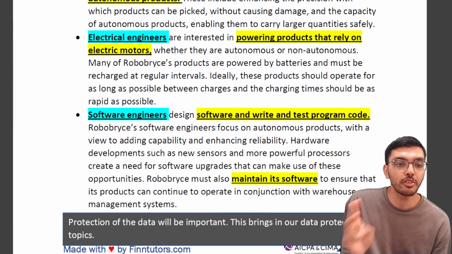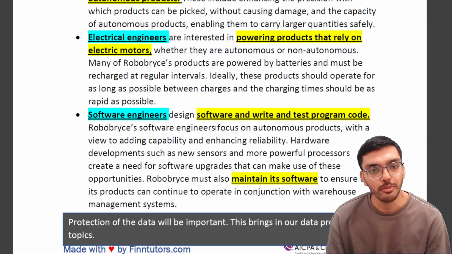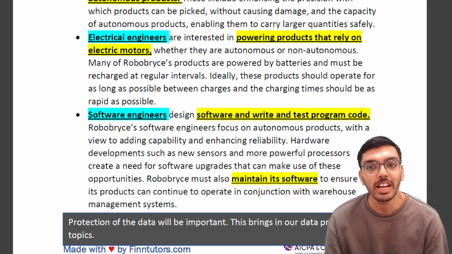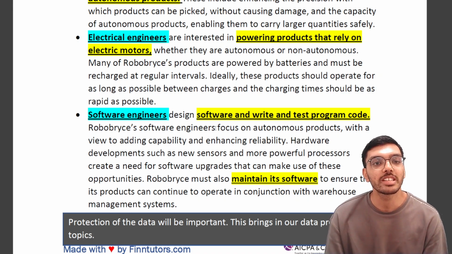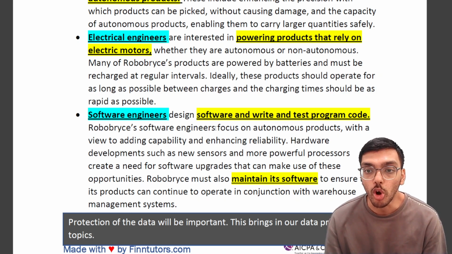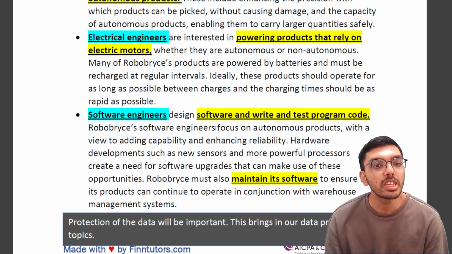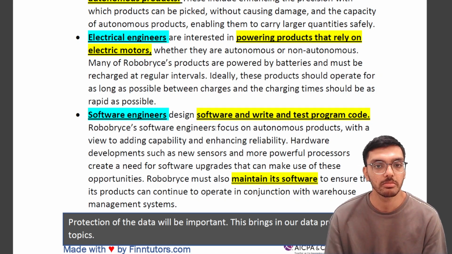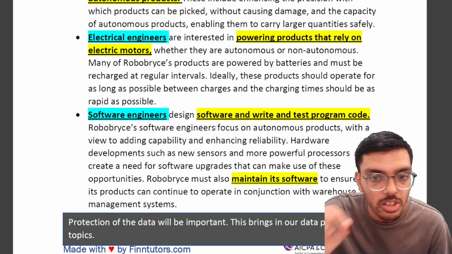Third, we have software engineers. Software engineers design software and write the test program code. Robobryce's software engineers focus on autonomous products with a view to adding capability and enhancing reliability.